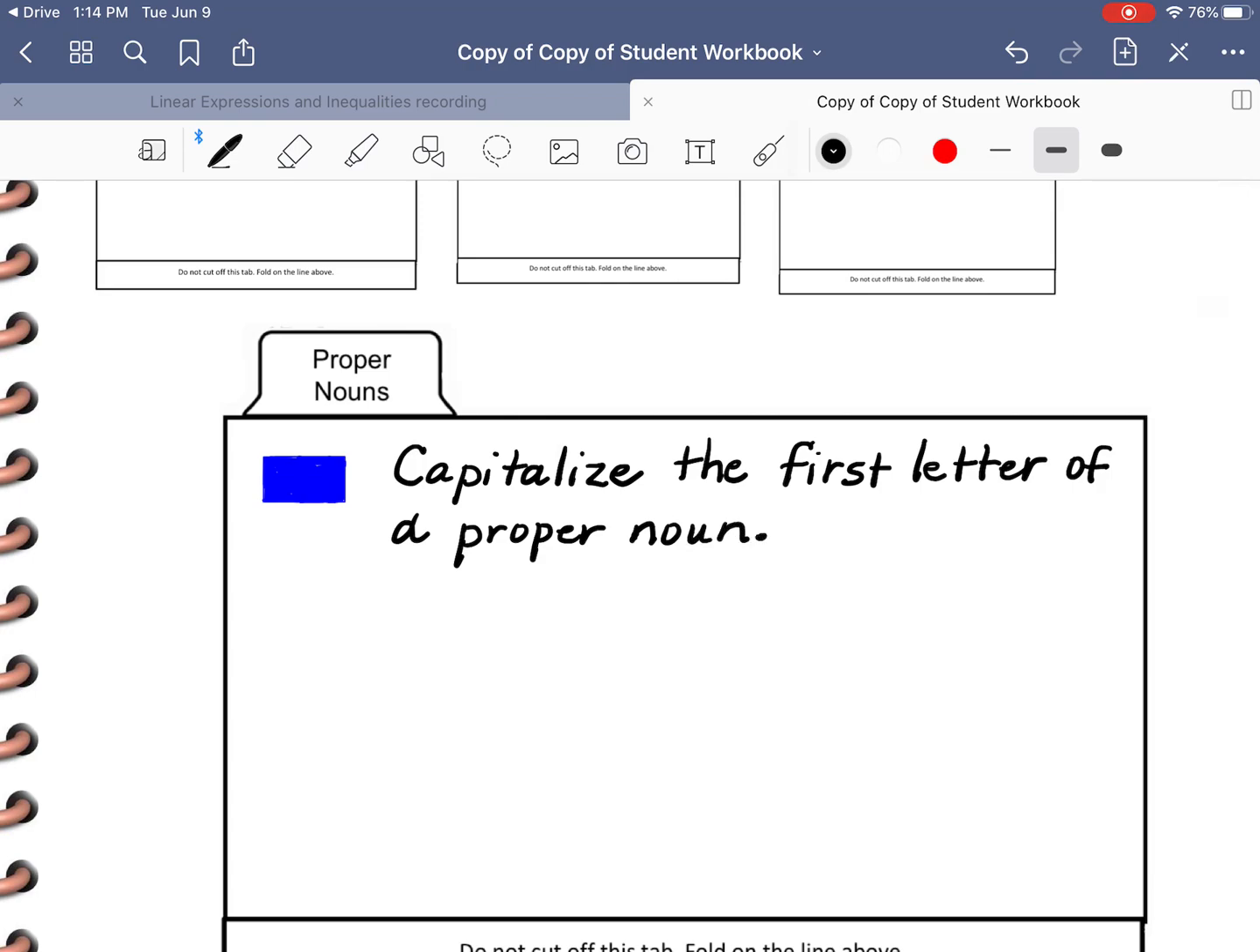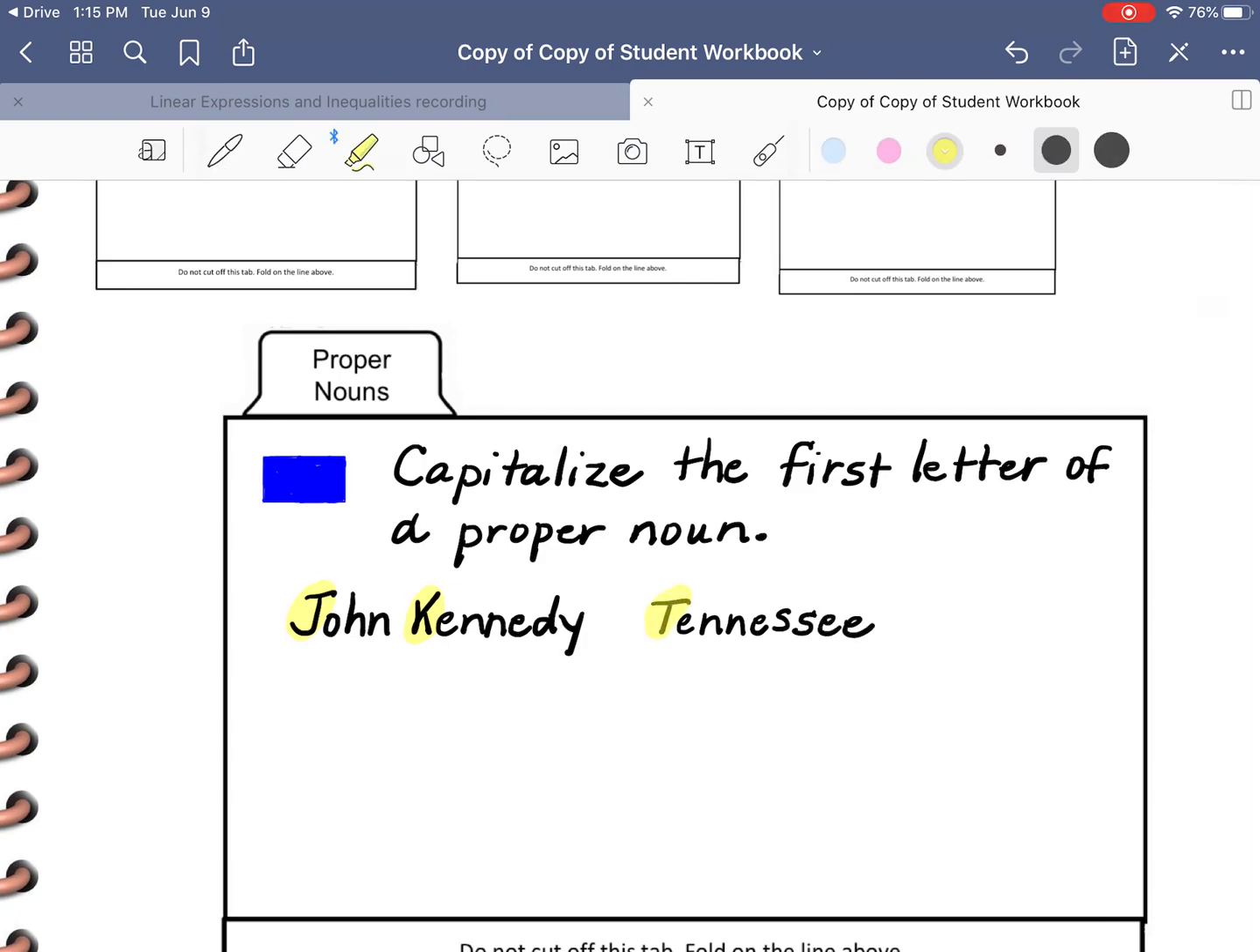An example of a proper noun: person. Any person's name is a proper noun. I like to use names of presidents because those are ones that we all know. John Kennedy was one of our famous presidents. Notice that I capitalize the first letter of the first name and the last name. That's a person. A place: Tennessee. You capitalize the first letter of the proper noun.